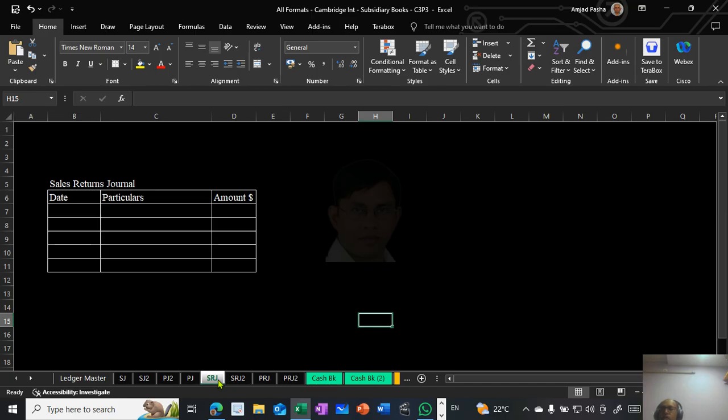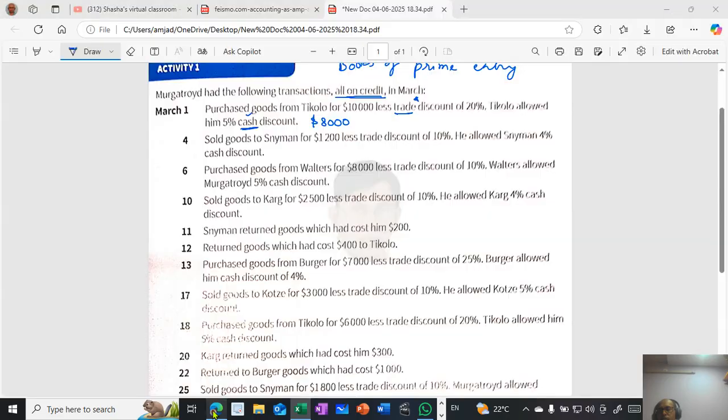So sales return register, what do we write? Whatever sales we have returned, all those entries. Let us see what is the sales return. Snyman returned goods which had cost him 200. So Snyman 200.